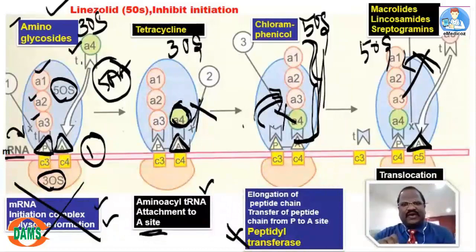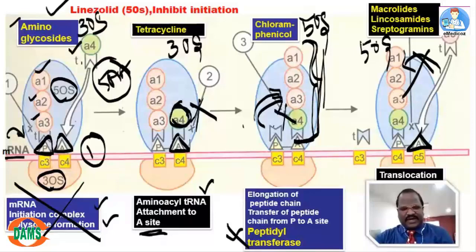Finally, one more important drug inhibiting protein synthesis is linezolid. Linezolid acts on the 50S ribosome and inhibits initiation complex formation. The action is similar to aminoglycoside, but the binding site is the 50S ribosome. Remember, linezolid binds with the 50S ribosome and inhibits initiation complex formation.